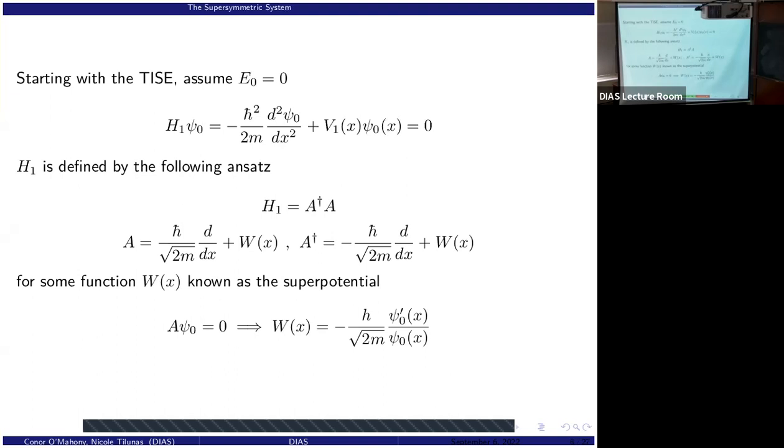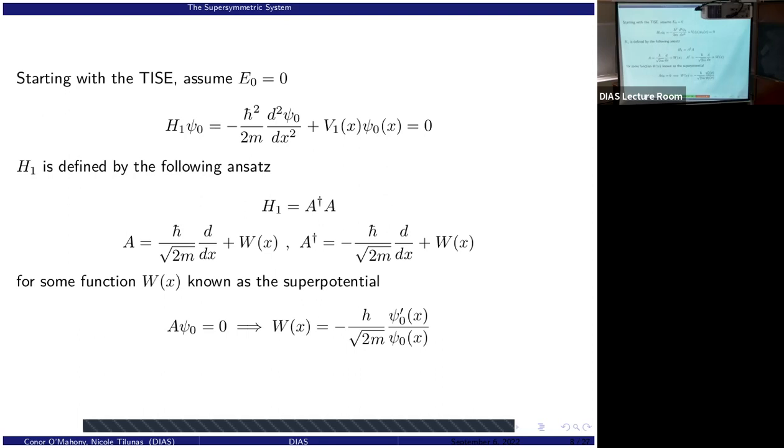We'll be starting off with the time-independent Schrodinger equation. We assume the ground state energy is zero, and if it's not zero, we can always rescale it by subtracting the energy from the potential. So we have our V1 variable there, which is the arbitrary potential. Our H1 is defined by the following ansatz, which is A dagger A. You can see them listed out. In this case, we're just going to say A is the annihilation operator, which acts on the ground state to give zero. If this is true, this will satisfy the Schrodinger equation, and from this we can obtain the superpotential, which is our W of x.